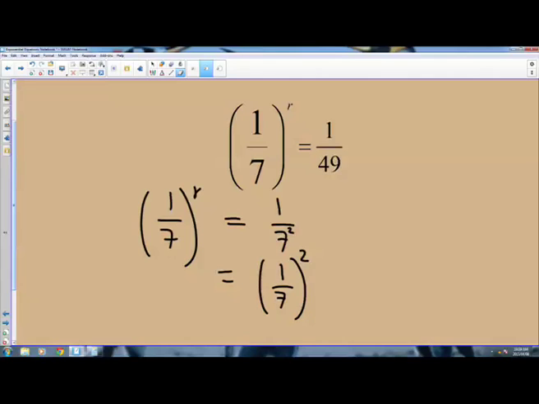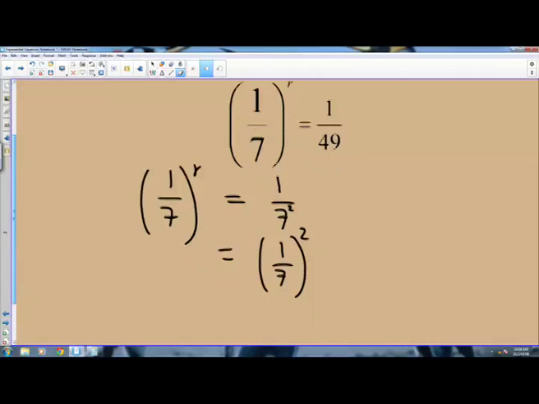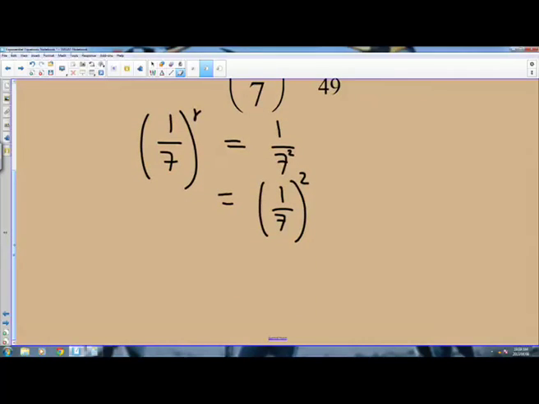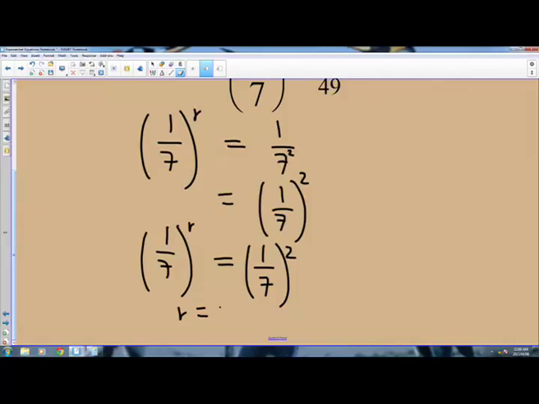Remember, 1 squared is 1. So this 1 is the same as 1 squared. And then this will simplify to 1 over 7 all raised to the power 2. So what will be the value of r? 1 over 7 raised to the power r equals 1 over 7 raised to the power 2. So 1 over 7 equals 1 over 7. Therefore, r will be equal to 2. This is the value of r.